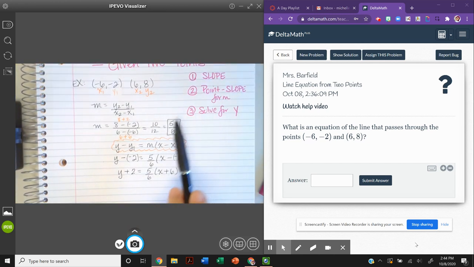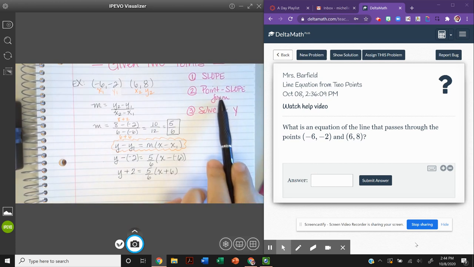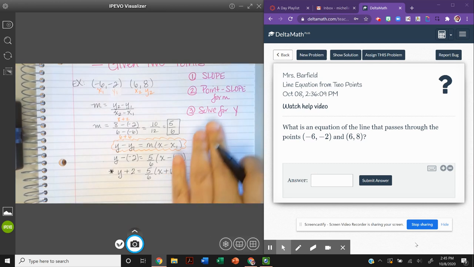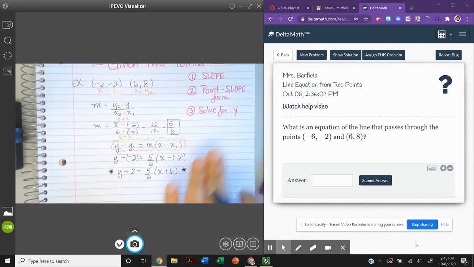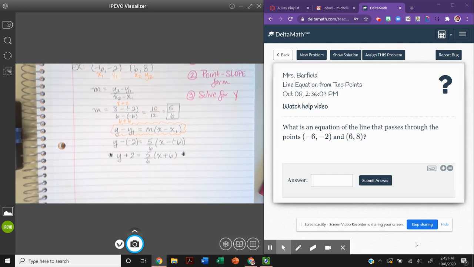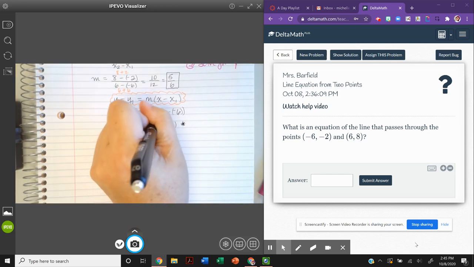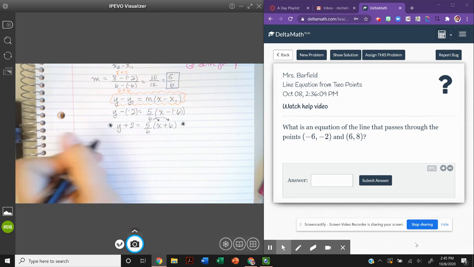So I found my slope. There's my first step. My second step was to plug it into point slope form. That's what I've done when I've gotten to here. This step right here, that is point slope form. Now I need to solve for y because that's how I'm going to type it into Delta Math. So that means I need to distribute here.